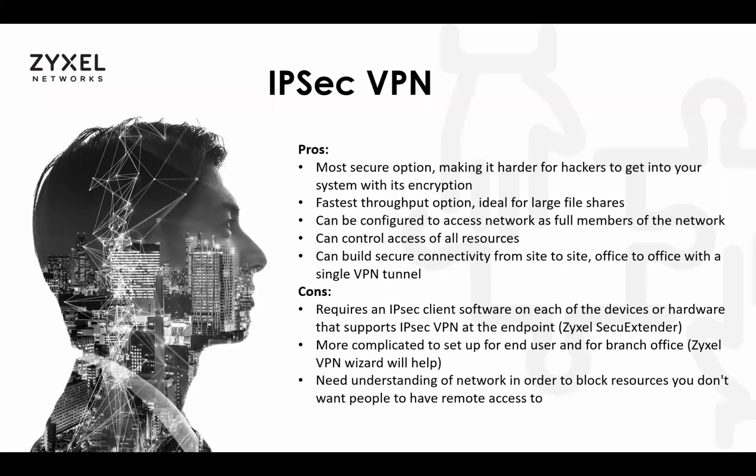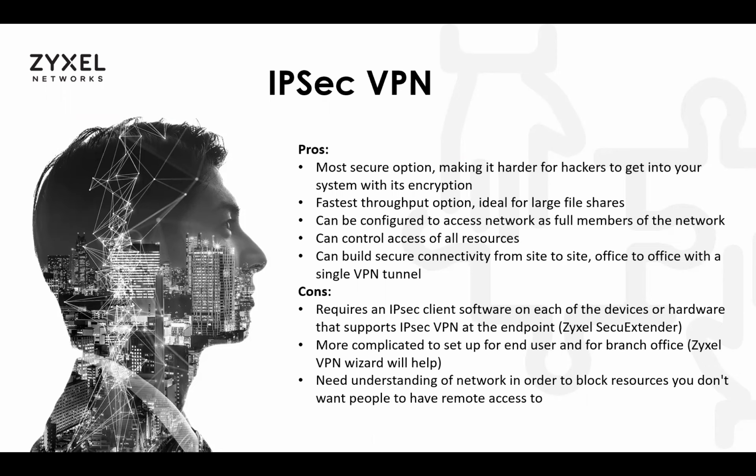With IPsec VPN, it can be configured for full network access so that you can actually control or access anything on the network when you have the VPN tunnel connected. You can control the access to all the resources by creating ACL lists in the firewall. That means when someone connects, you can make sure they are only accessing the specific shares or nodes that they need to access.